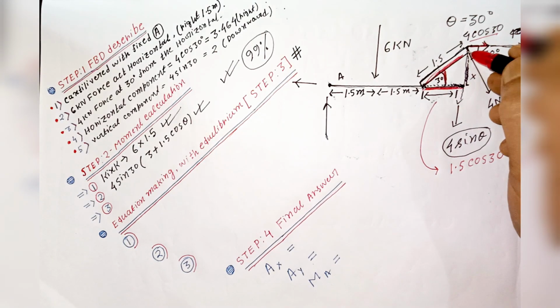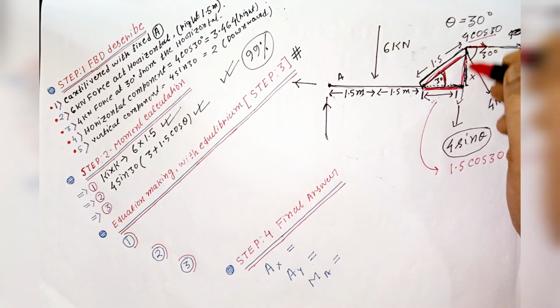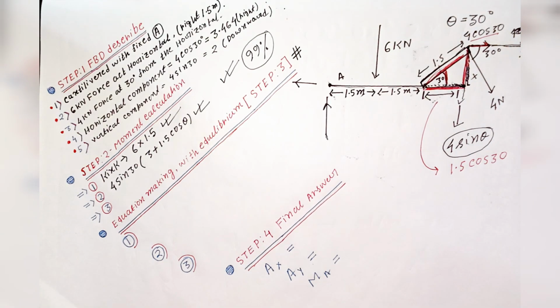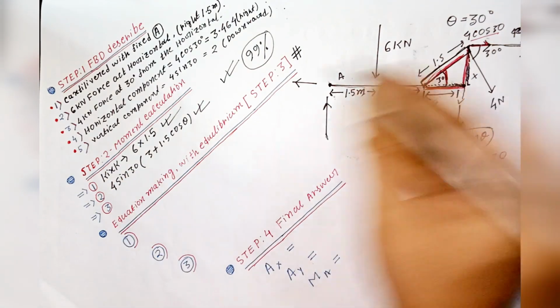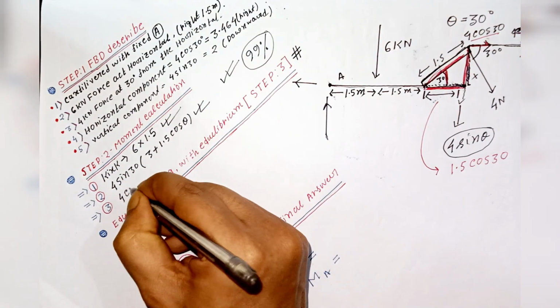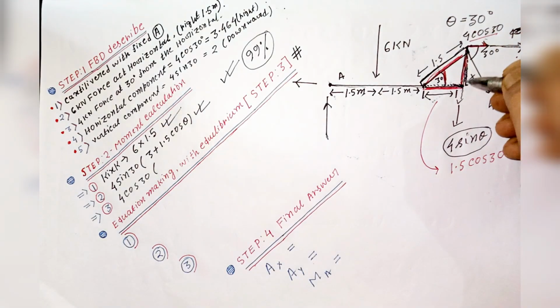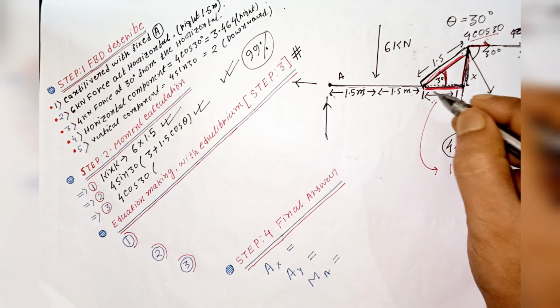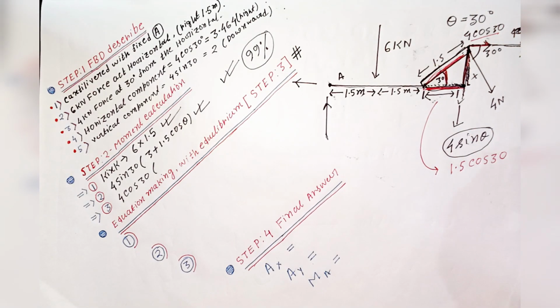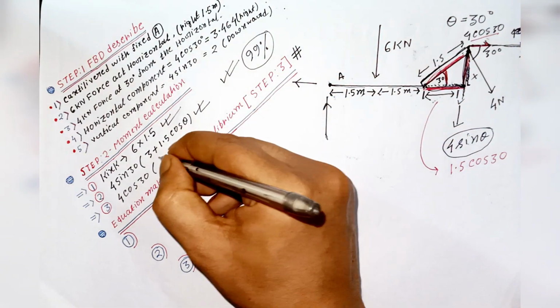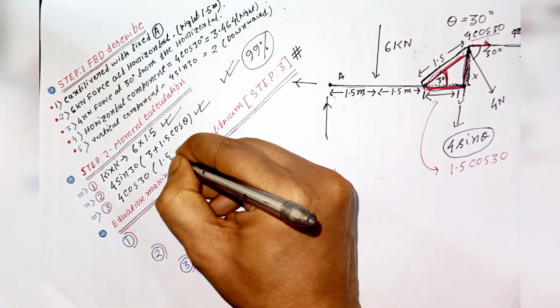Positive x-axis, this line is perpendicular, and what is the length of this line? If the hypotenuse is 1.5, then this line length is 1.5 sin theta, obviously sin theta. Then the moment is 4 cos 30 into 1.5 sin theta. Okay, I think I provided the best explanation. Let's copy and note it down.